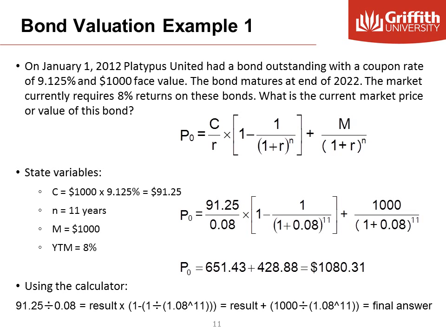Applying the formula, we calculate the bond current value, which is $1,080.31. When solving this sort of equation, please be aware of the order of operations. If using a calculator, this is how you should enter the variables. Make sure that you close all the brackets.